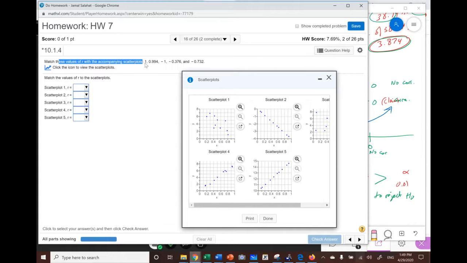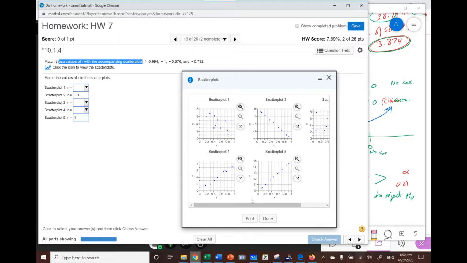1 means perfect increasing. 1 is positive, and it is perfect. So the perfect one is probably this graph in here, plot 5. If you look at plot 5, it is positive, going up, and linear. So scatter plot 5 is R equal to 1. Now, if you look at scatter plot 2, it is perfect, but it's decreasing. So scatter plot 2 is negative 1.